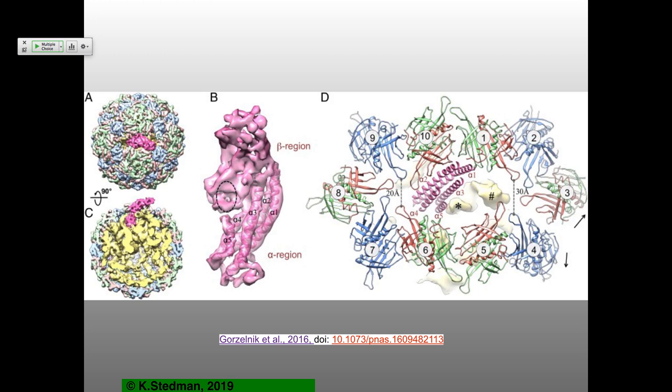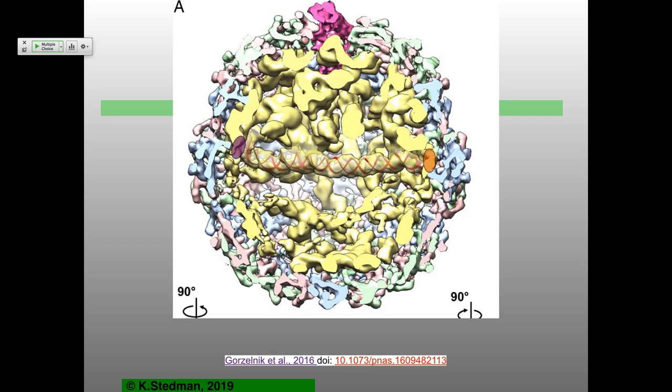The other thing they noticed from this, which I think was even more interesting, and partly getting to your point about why have one protein, is that they could also see electron density on the inside of the capsid that wasn't protein, and that turned out to be the RNA. It's a little hard to see here, but the red double helix here is a secondary structure in the RNA, and actually all of this yellow represents the RNA present inside the virions.